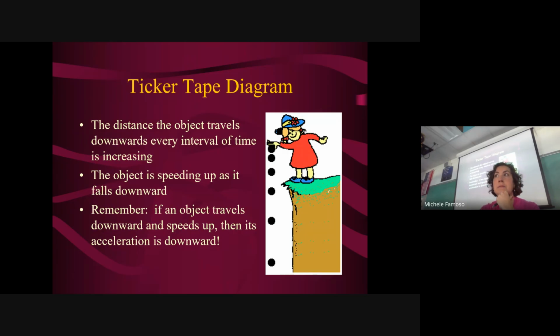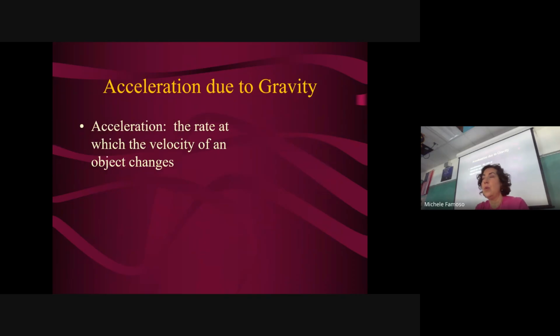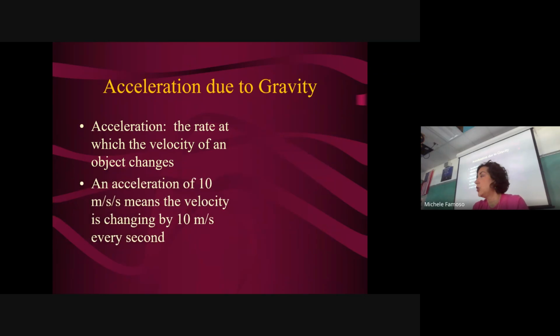All right, can I go on? All right, so that's the basics of what we learned when we started talking about acceleration. Now let's get a little more quantitative. Remember that when we define an acceleration, we're talking about how quickly your velocity changes. So if we have an acceleration that's about 10 meters per second squared, that means our velocity is changing by 10 meters per second every second.